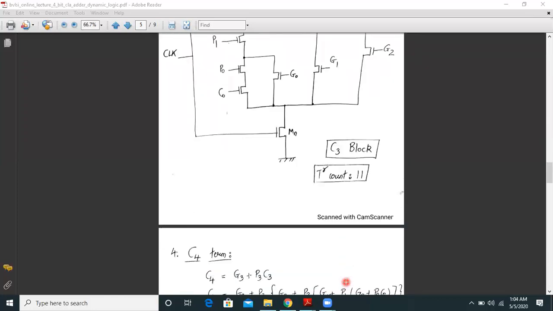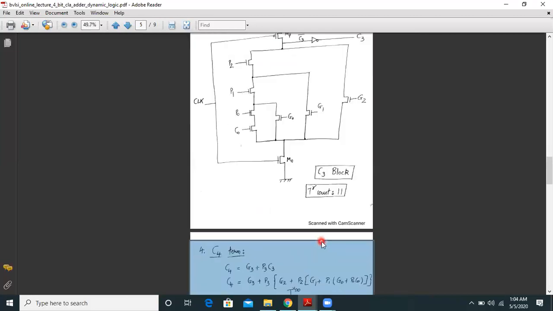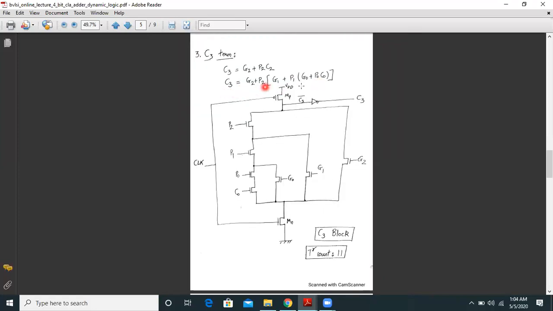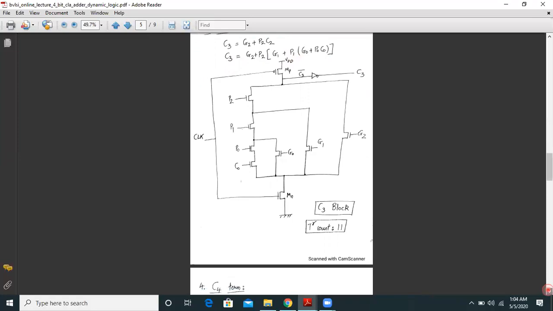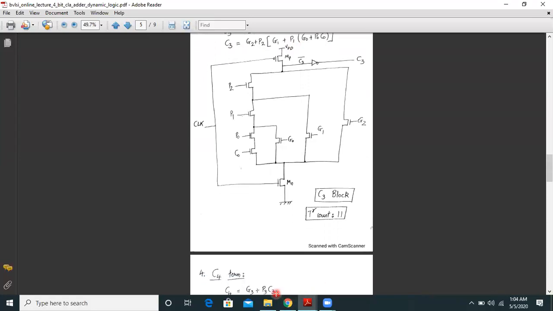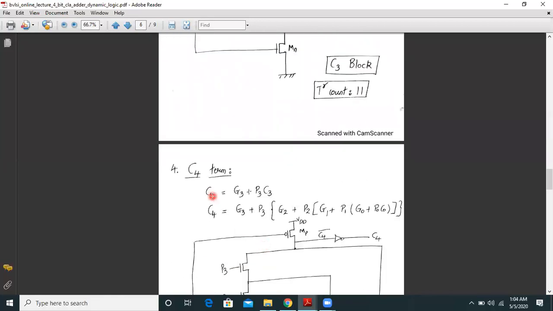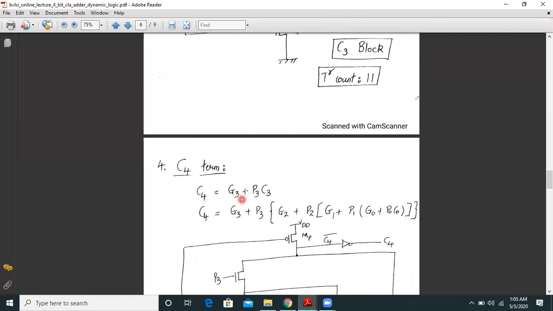Now let us go to C4 expression. Let me just minimize this. So we'll utilize this expression of C3 which we have just now implemented over here, and we'll use it over here, C3, in the C4 term. So now we will start with C4. C4 is given by G3 plus P3 C3, where C3 is coming from the earlier expression. As it is, we have put it over here. So we have to implement this C4 expression using dynamic CMOS logic.